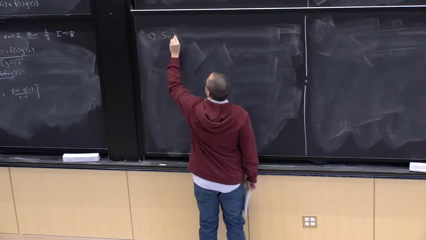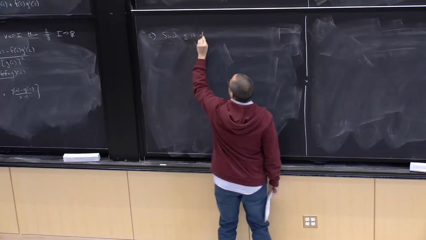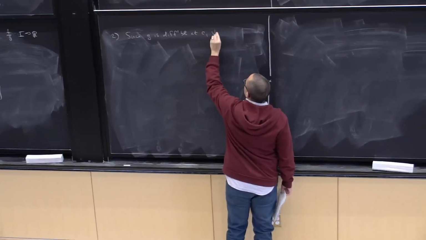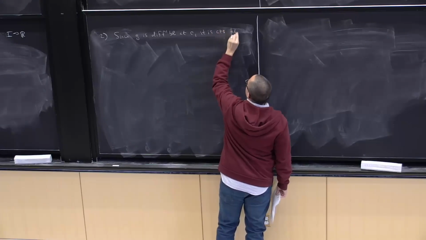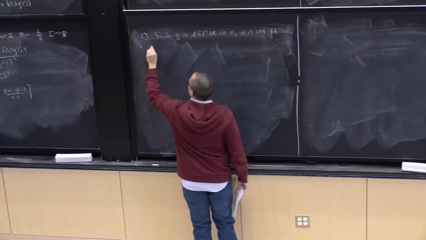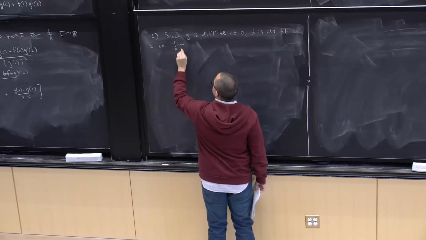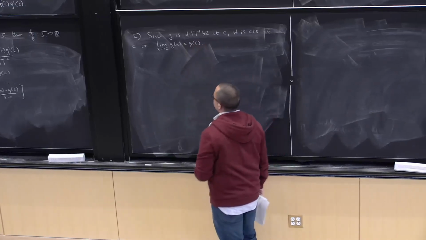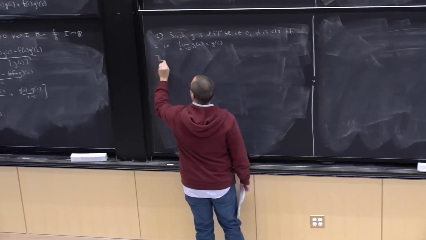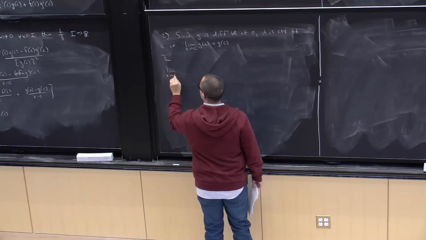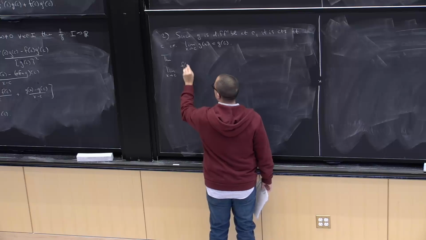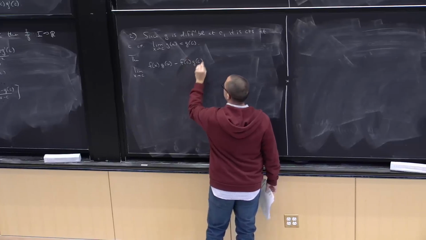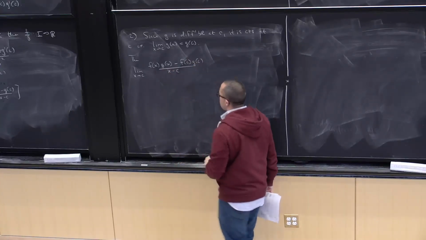So since g is differentiable at c, it is continuous at c, i.e. the limit as x goes to c of g of x equals g of c. Now we compute the limit as x goes to c of f of x times g of x minus f of c times g of c over x minus c.